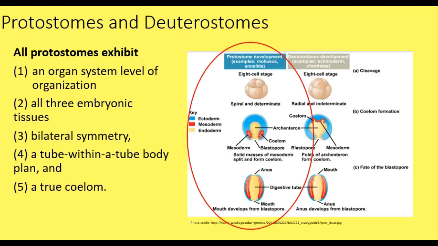Among the coelomates, two groups arise. Protostome means first mouth, and the blastopore gives rise to the mouth. In Deuterostomes, the blastopore gives rise to the anus. In Protostomes, a second opening results in the anus, and the reverse occurs in Deuterostomes.